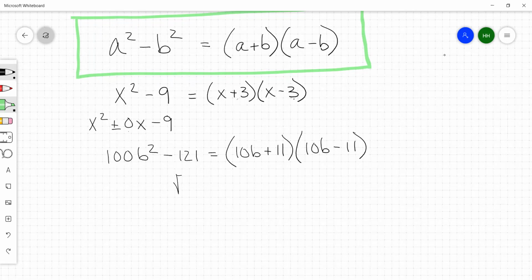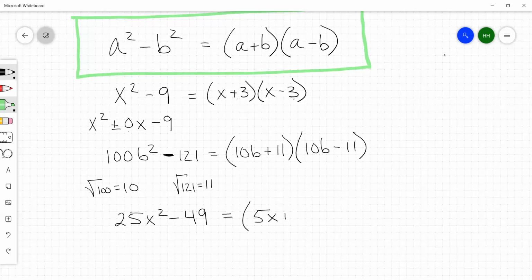Your square root of 121 is equal to 11. Your square root of 100 is equal to 10. But there's no middle term, so our factors are plus and minus. Another one: 25x squared minus 49. No middle term. So we get 5x plus 7 times 5x minus 7.